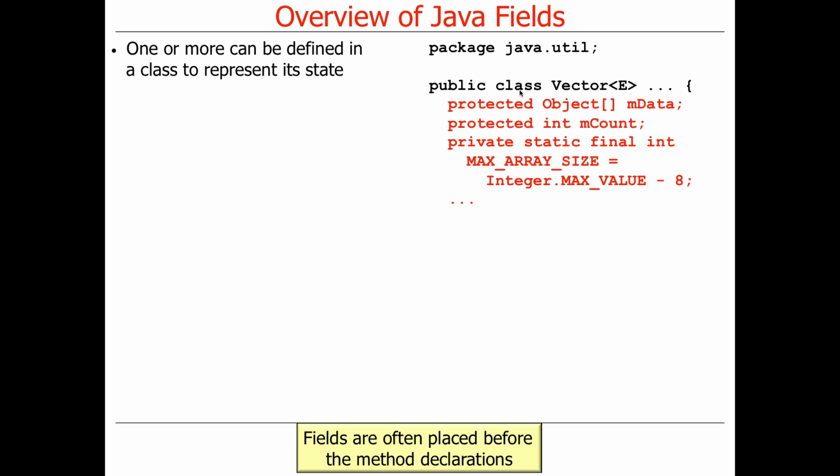Fields are often placed before the method declarations in Java. They don't have to be, but it's common practice to put fields in front of the other stuff. So usually you'll say class Foo, or class Vector, and then you'll have the fields that come next. Not quite sure why that tradition has grown up, but that's just kind of the way things are done.